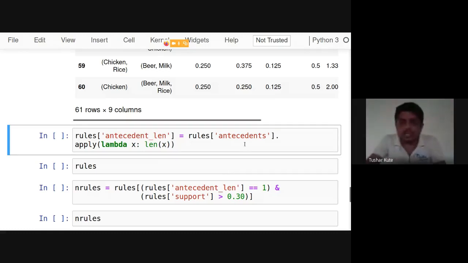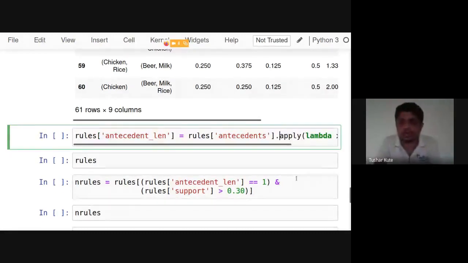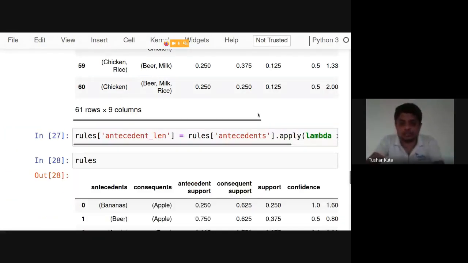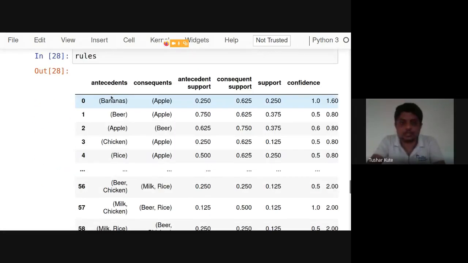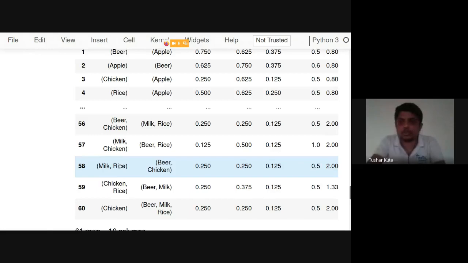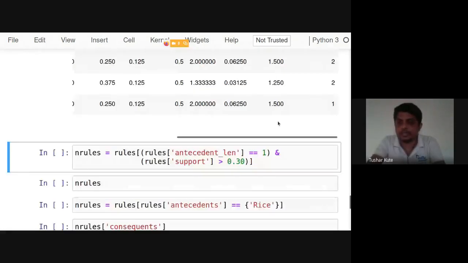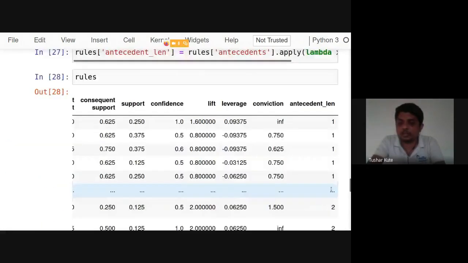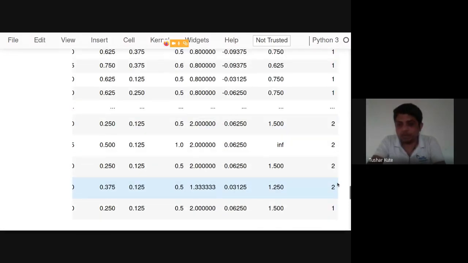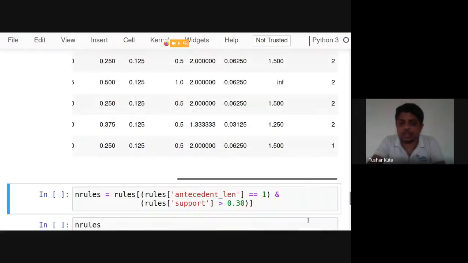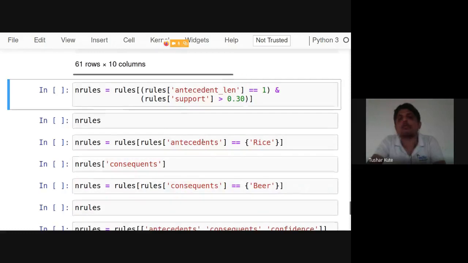See, here I'm taking antecedent length. I'm adding one more column to it by calculating the length. This is a Python formula, I'm using a lambda function. You can see this is what we have generated. Total rules are 61, and I'm adding an extra column here. How many elements are present on antecedent side? 1 item, 2 items, or 3 items, whatever. That we can see. That's why I'm adding it, and accordingly I can generate.